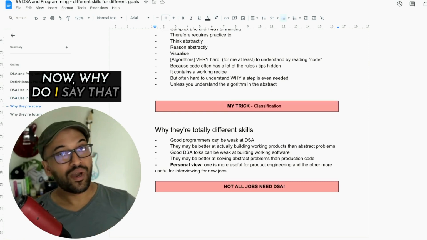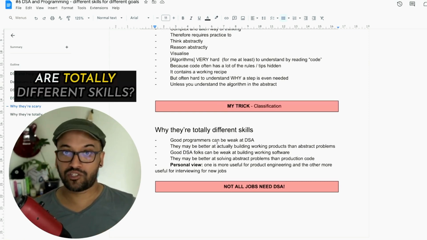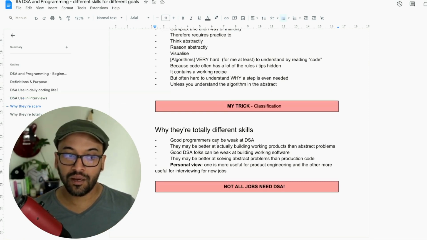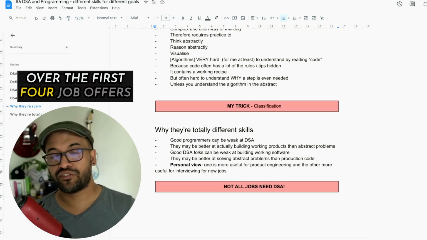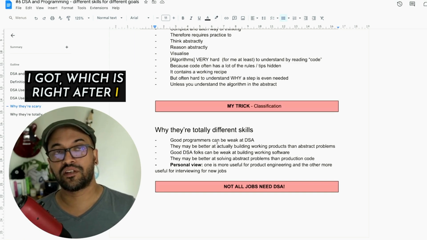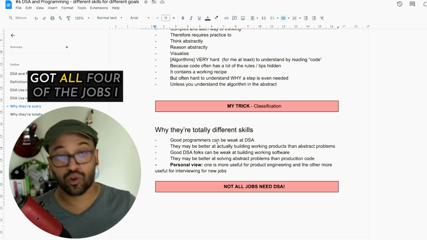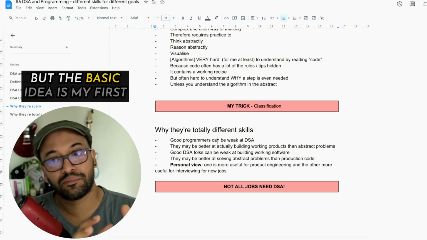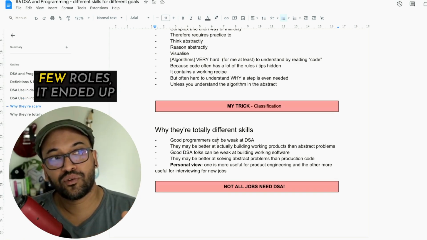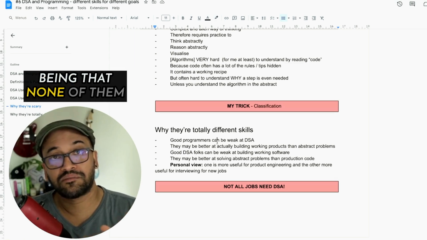Now, why do I say that programming and DSA are totally different skills? Initially, I didn't realize this. So for my first job, for example, or the first 4 job offers I got, which is right after I finally learned to program, I got all 4 of the jobs I applied for, because I was very intentional, and I teach my students how to do this. But the basic idea is, for my first few roles, it ended up being that none of them required DSA.